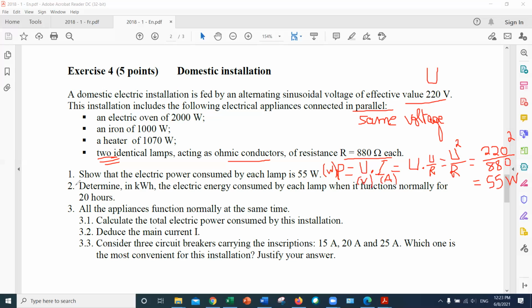Number 2, determine in kilowatt hour. This is the energy. Kilowatt is the power, hour is the time. P times time is equal to the energy. So the electric energy consumed by each lamp when it functions normally for 20 hours, the time is given. I have 55 watts times 20 hours. If you multiply 55 times 20, you will get 1,100 watt hour. But this is not the unit they want me to express in.